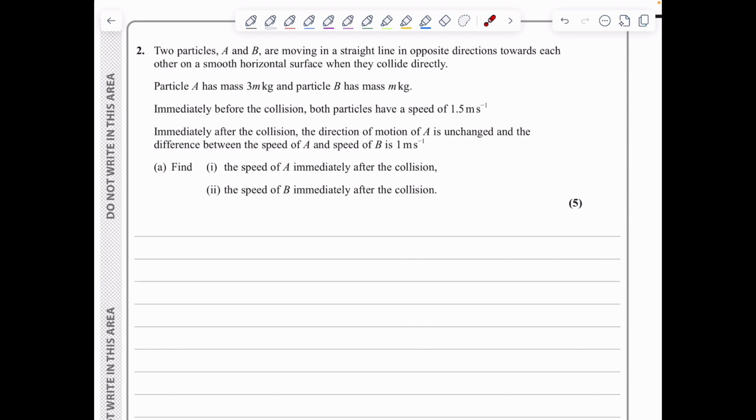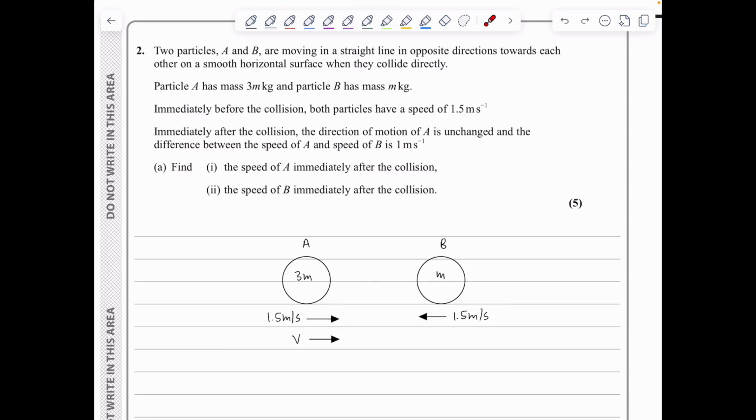As always, I will start by drawing the two particles A and B. We've got the masses of 3m and m here. We've been told that they were moving towards each other with the same speed of 1.5 meters per second. And after the collision, the direction of motion of A is unchanged. So A is still moving to the right. I'll call its speed V.